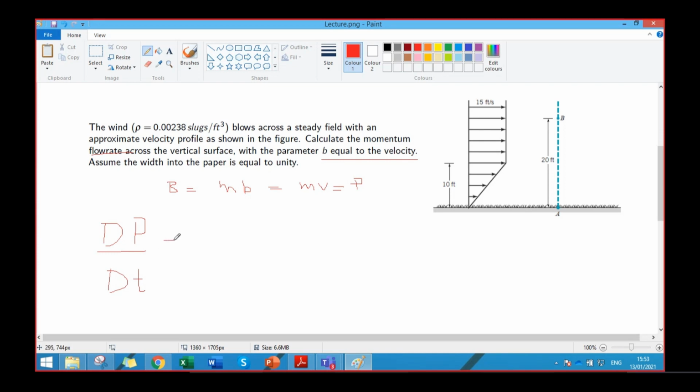So we are required to calculate this. We use the Reynolds transport theorem. We read the statement again, and the wind having density rho blows across a steady field, which means that the first term in the Reynolds transport theorem would be 0, that is partial by partial t of the integral over the control volume of rho b dV.